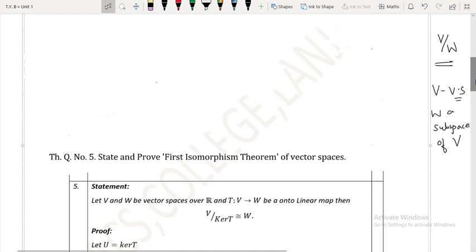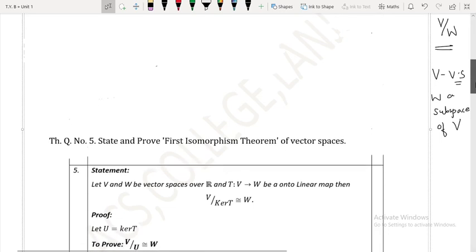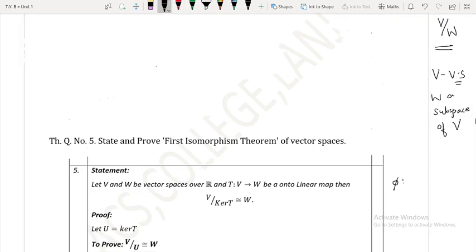So let U be equal to kernel of T. Now what we have to show is that this V mod U is isomorphic to W, isn't it? In order to show this, we should define a map. I will call that map phi from V mod U to W.